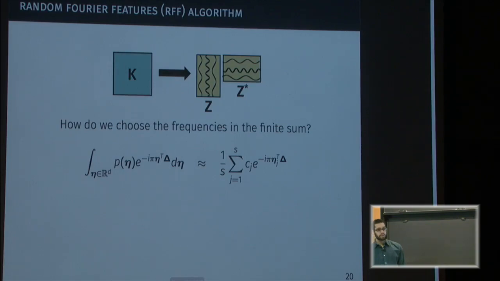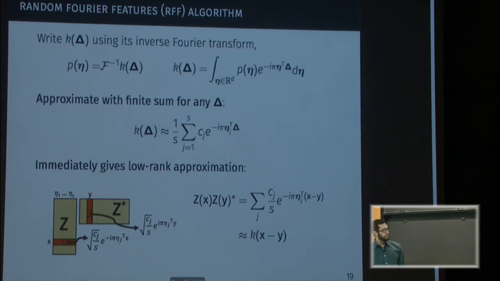Okay. So what are you assuming here? That the Fourier transform is... I think the assumption is that the finite sum is a good approximation. Yeah. I'm assuming that finite sum is a good approximation. I haven't shown you why that's the case yet.